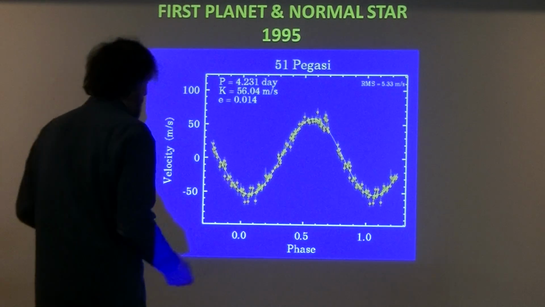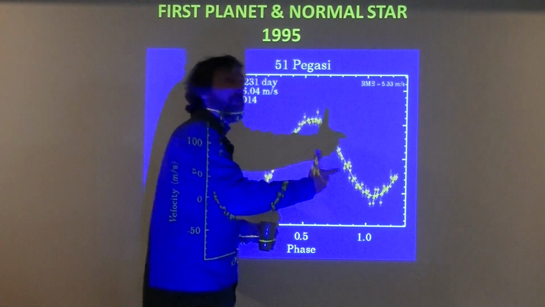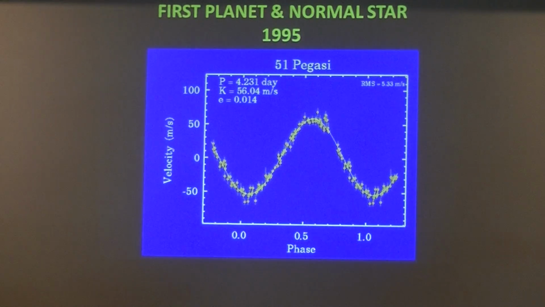What you're seeing here is they'll start coming toward you, start going away, start coming toward you, start going away, and you plot it up. But the key is you only see the one star. There is no second spectrum because you can't see the planet.